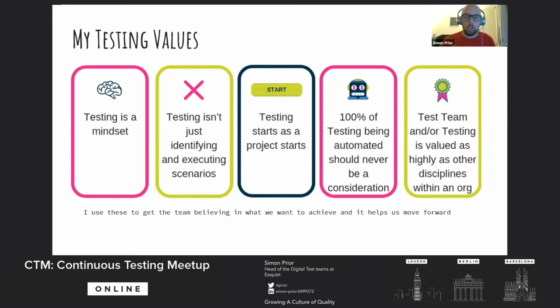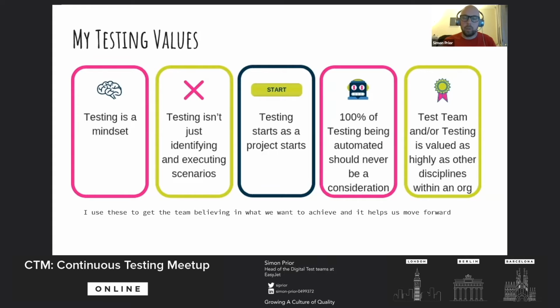And we got to the conclusion that this was a good picture for us to start with: that testing is a mindset, that it isn't just about executing and identifying scenarios. It starts at the beginning of projects. We're involved from the very beginning. 100% of testing should never be automated. It's all about testing the right things, not testing everything. Automating the right things, not automating everything. And that the test team and testing is valued as highly as other disciplines within an organization.